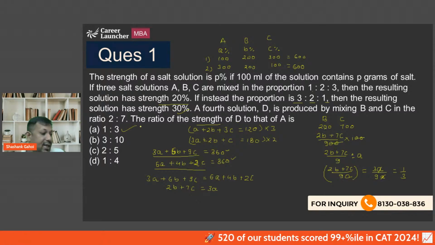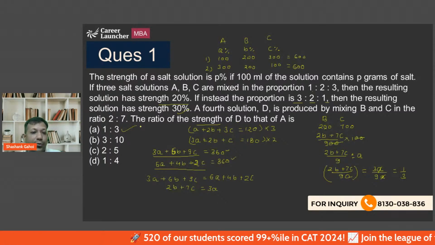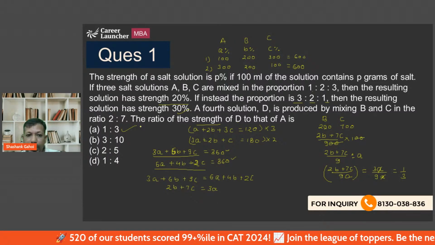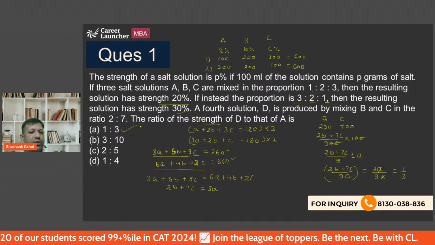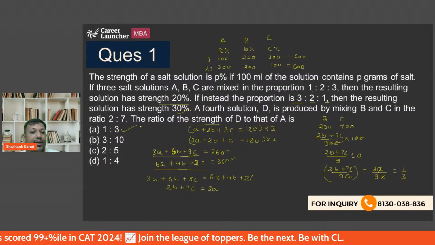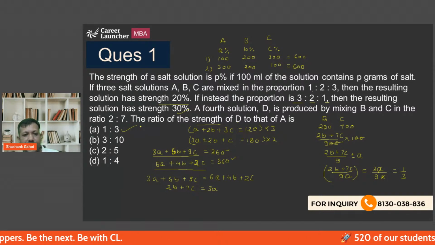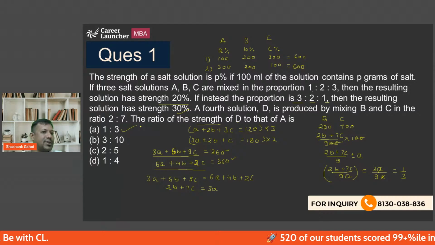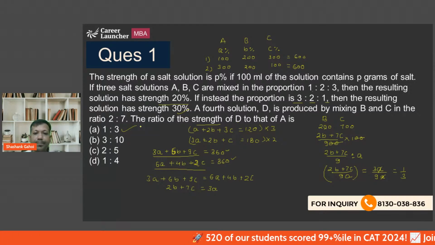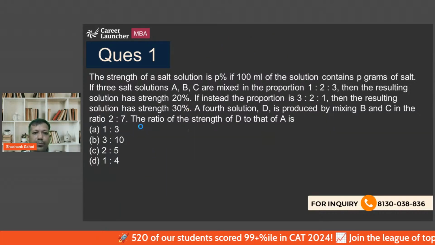So this is the approach that we are going to follow to solve the question. In these kind of questions, we do not eliminate the variables, we directly get the value of one variable in terms of other variables, and that's how we can solve this question. Okay, now let's move on to the next one.